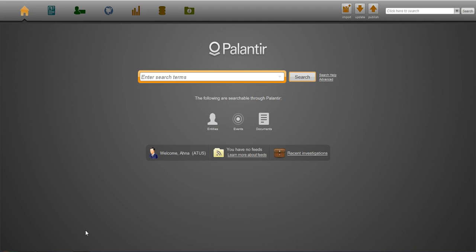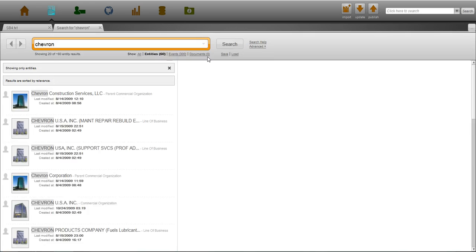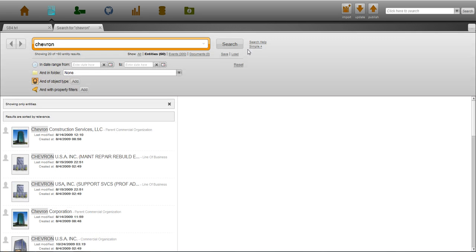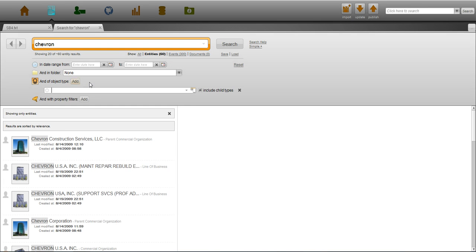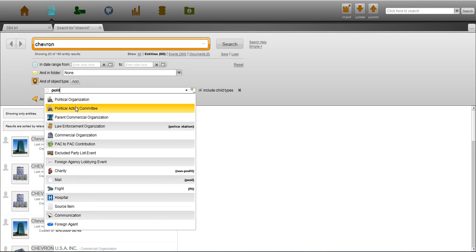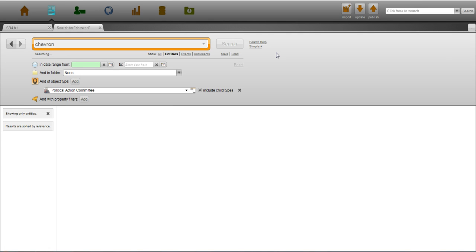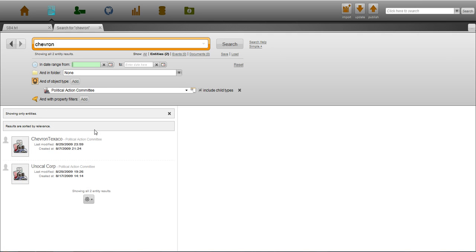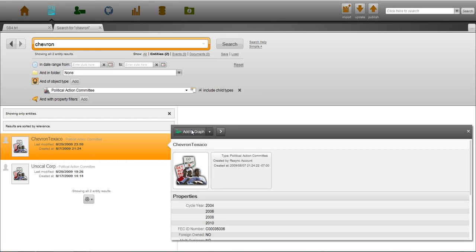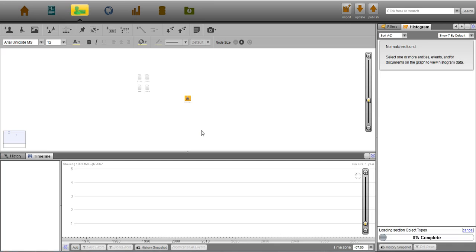So I'm going to start with a search here. I want to keep it pretty simple, so I'm going to limit myself to Chevron and their political action committee contributions. So I know that I'm looking for their political contributions, so I can limit it to the Chevron PAC. Here we are, Chevron Texaco. So I want to add this to my graph.